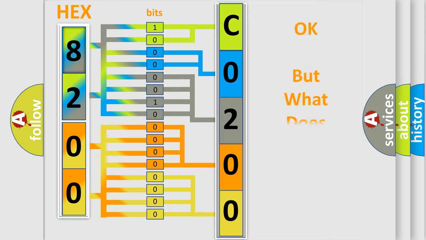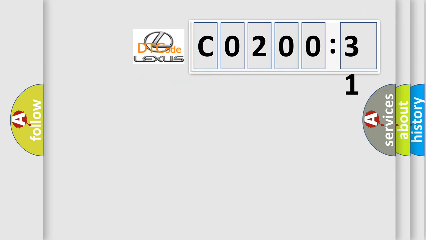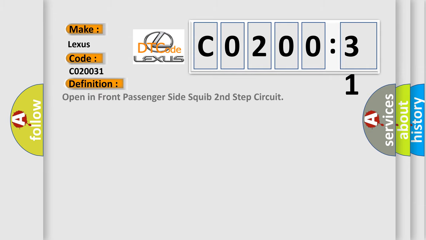The number itself does not make sense to us if we cannot assign information to what it actually expresses. So, what does the Diagnostic Trouble Code C0200-31 interpret specifically for Lexus car manufacturers? The basic definition is: open in front passenger side squib second step circuit.